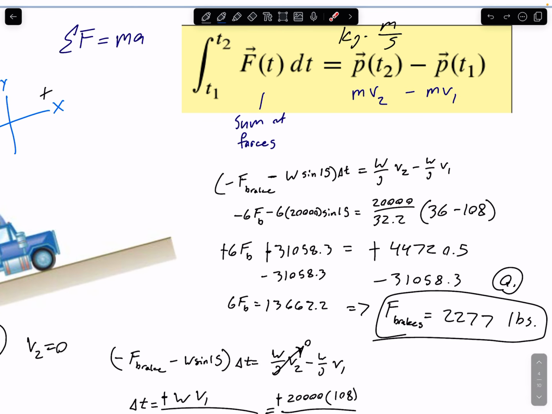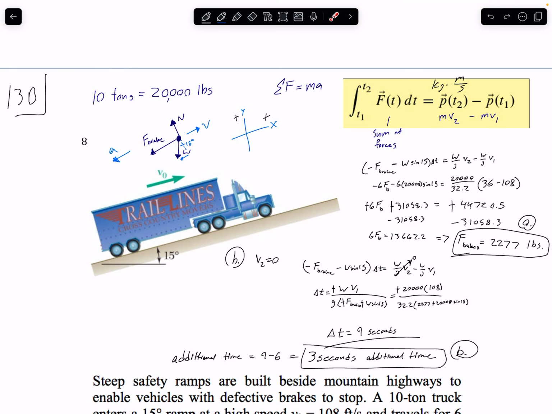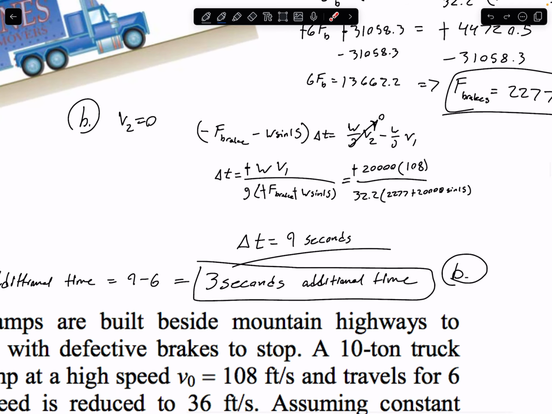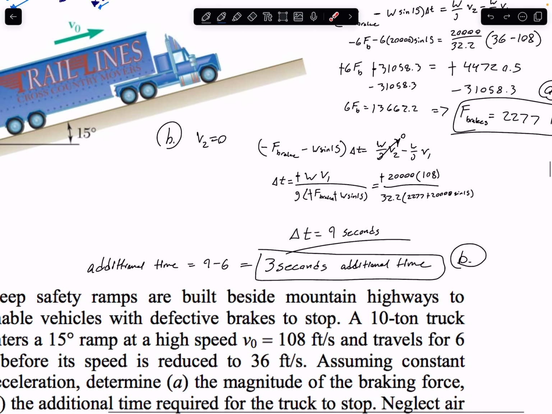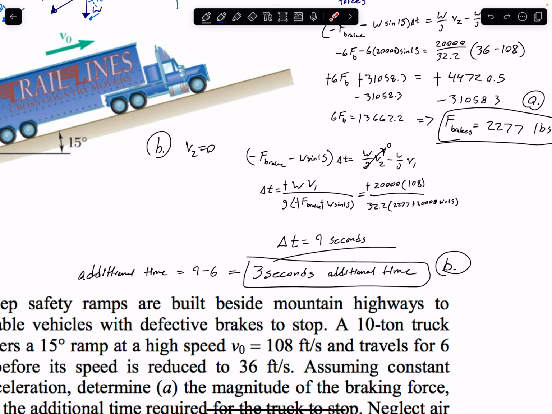So we have everything except for the braking force, and doing a bit of algebra, we find that the force of the brakes is equal to 2,277 pounds. And part B, the additional time required to stop. Now that we have the force of the brakes, use the same equation, but we have a delta T. We do a bit of algebra, very similar but a little different, and we get that delta T is equal to 9 seconds, so it would take an additional 3 seconds of time to stop.